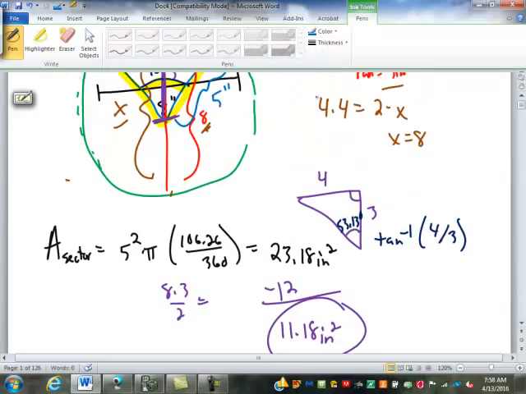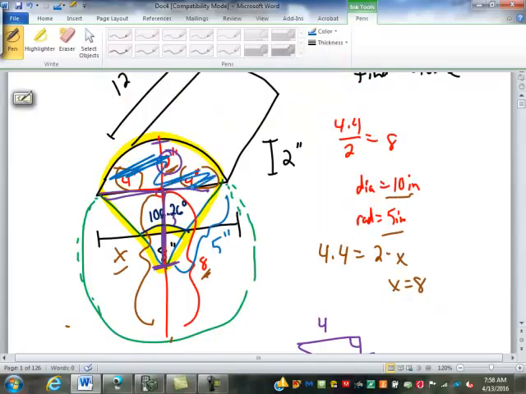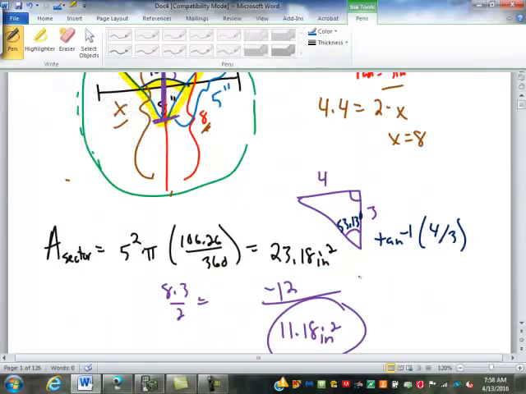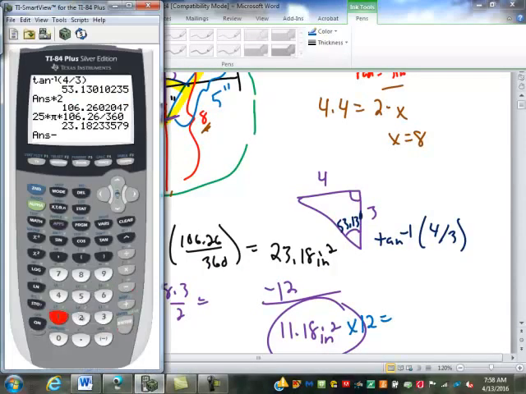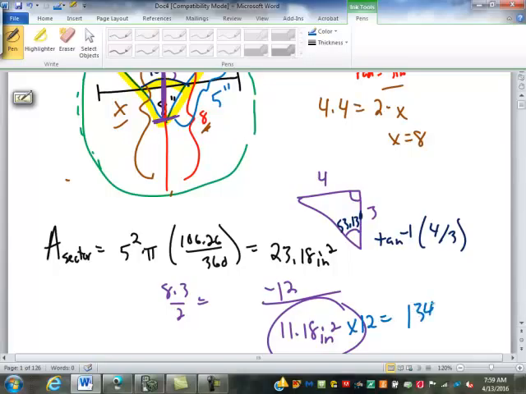So this is 11.18 square inches times the 12 inches here to get a volume. $134.19 inches cubed. How many of you had that? One? That's a start. How many of you understand how to do that now? I don't understand how to do it. You don't understand how to do it? You got the right answer, but don't understand how to do it?